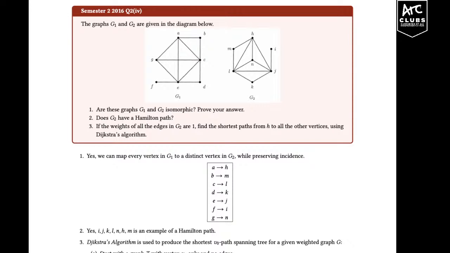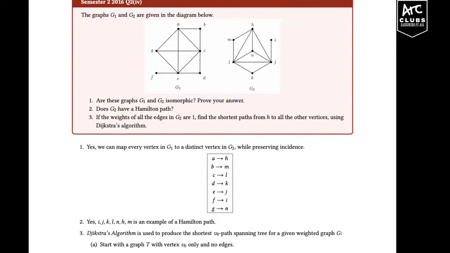So the next question we have here is, you're given two graphs below, G1 and G2. And the question asks, are these two graphs isomorphic? Prove your answer. Okay, the answer is yes, they are isomorphic, and you can see in this table below that I've listed out which vertex is mapped to another vertex in G2 such that it is isomorphic. If you can prove that it is isomorphic, it's a good idea to just write out this table so the marker can see exactly how.